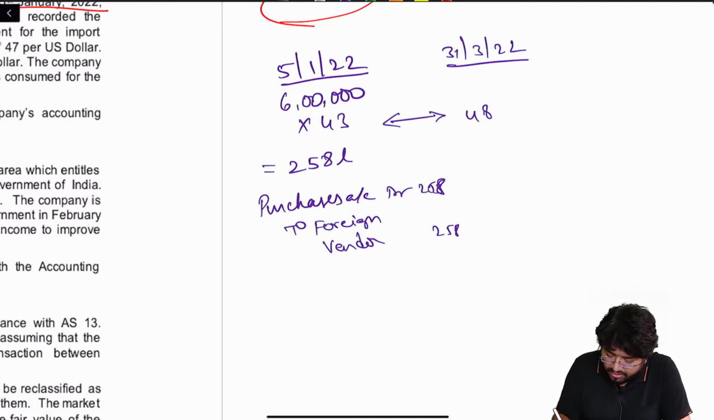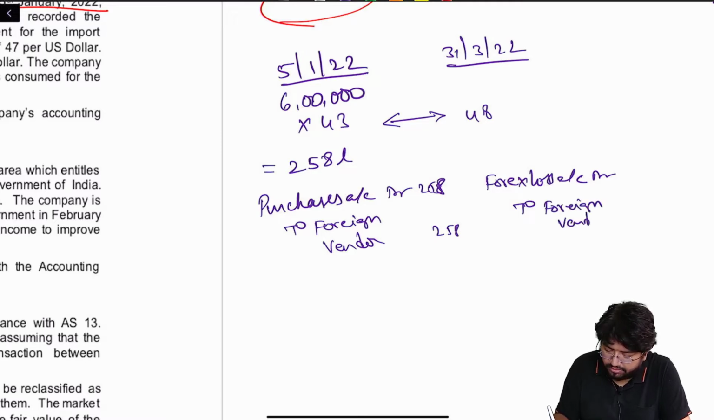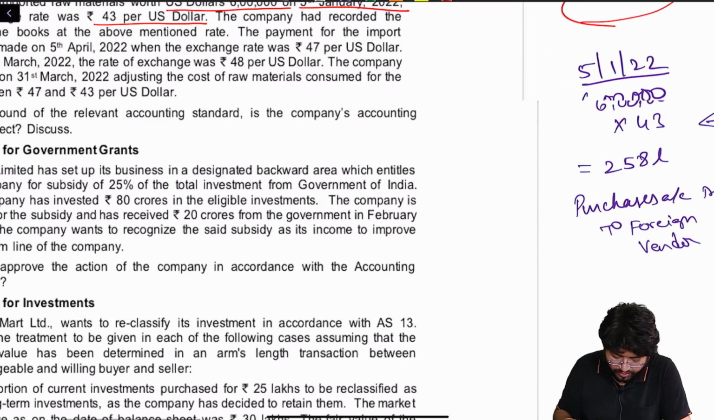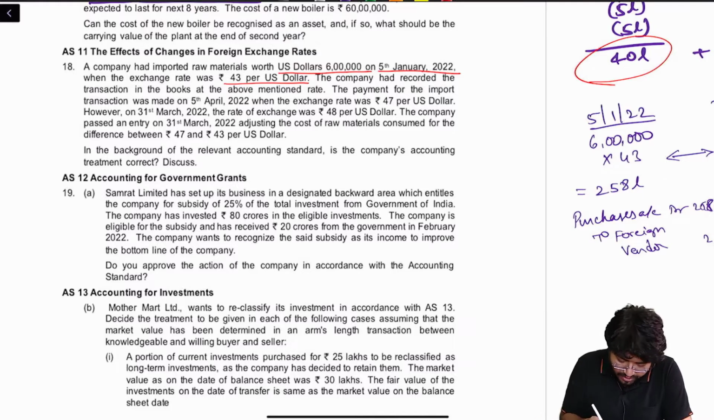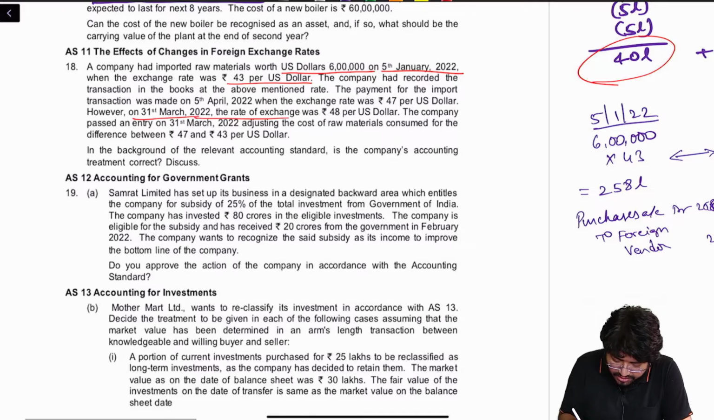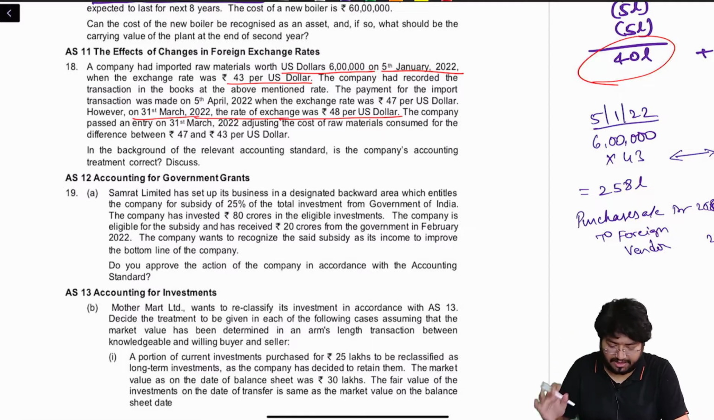So forex loss account debit to foreign vendor. It is 5 into 6 lakhs. So how did you get this 5? It is 48 minus 43. So please confirm whether it is 48 or not first. So the rate on 31st March was 48 per dollar. I am correct. Okay.